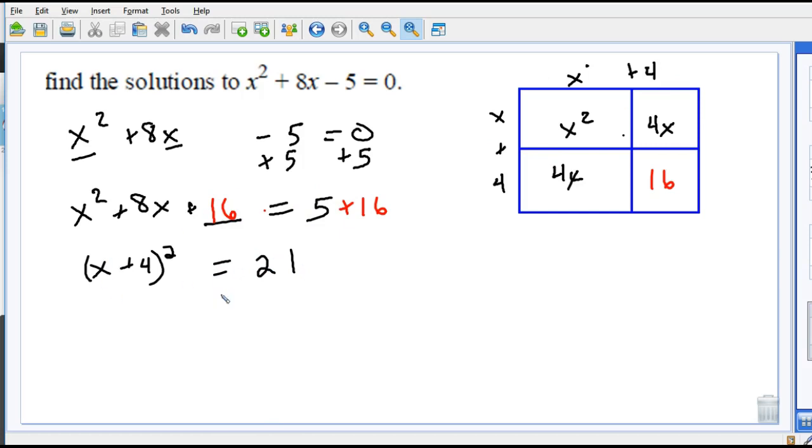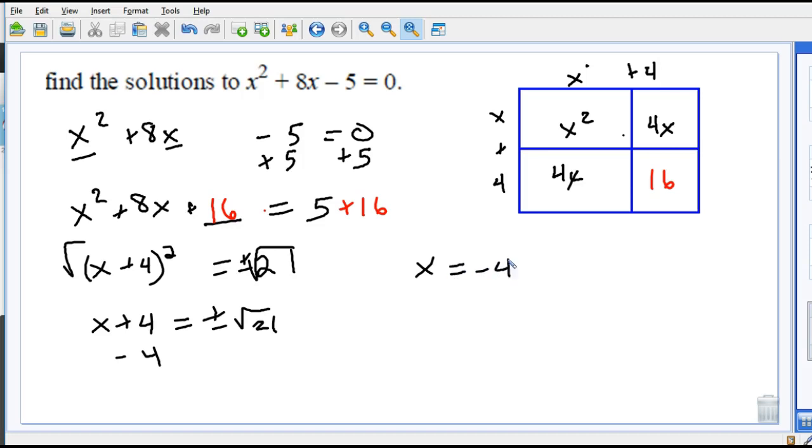And then we should be able to solve that by taking the square root. And when I do that, I should have plus or minus. So I've got x plus 4 equals the positive and the negative square root of 21. And then I'm going to subtract 4 from both sides. So I'm going to write this as x equals negative 4 plus the square root of 21, and x equals negative 4 minus the square root of 21. Alright, so that's how we do this type of problem.